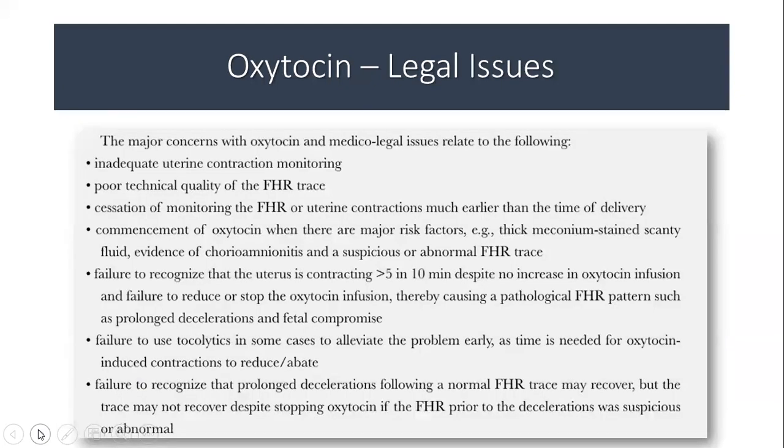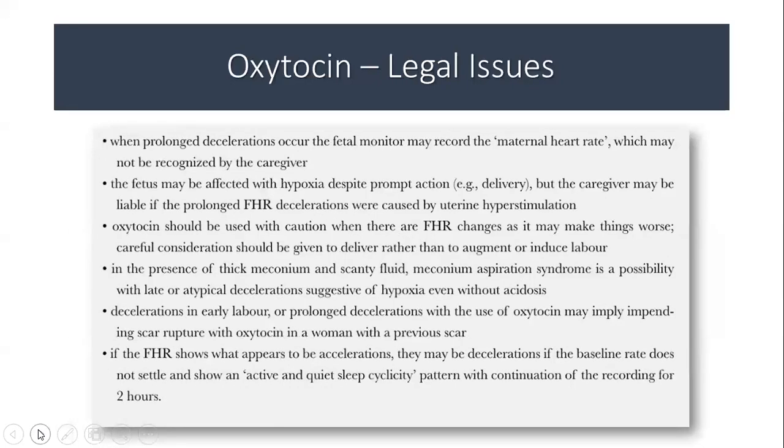We know there are a lot of medical legal issues around oxytocin use, mostly revolved around inadequate uterine contraction monitoring. Sometimes somebody will start oxytocin, walk off, and by the time you come back, half of the bag is gone. That's quite dangerous, can lead to hyperstimulation. Failure to recognize hyperstimulation or do anything about it, failure to use tocolytics, failure to recognize prolonged decelerations have all been key parts of litigation. Using oxytocin when there's a pathological CTG already, and all of that.